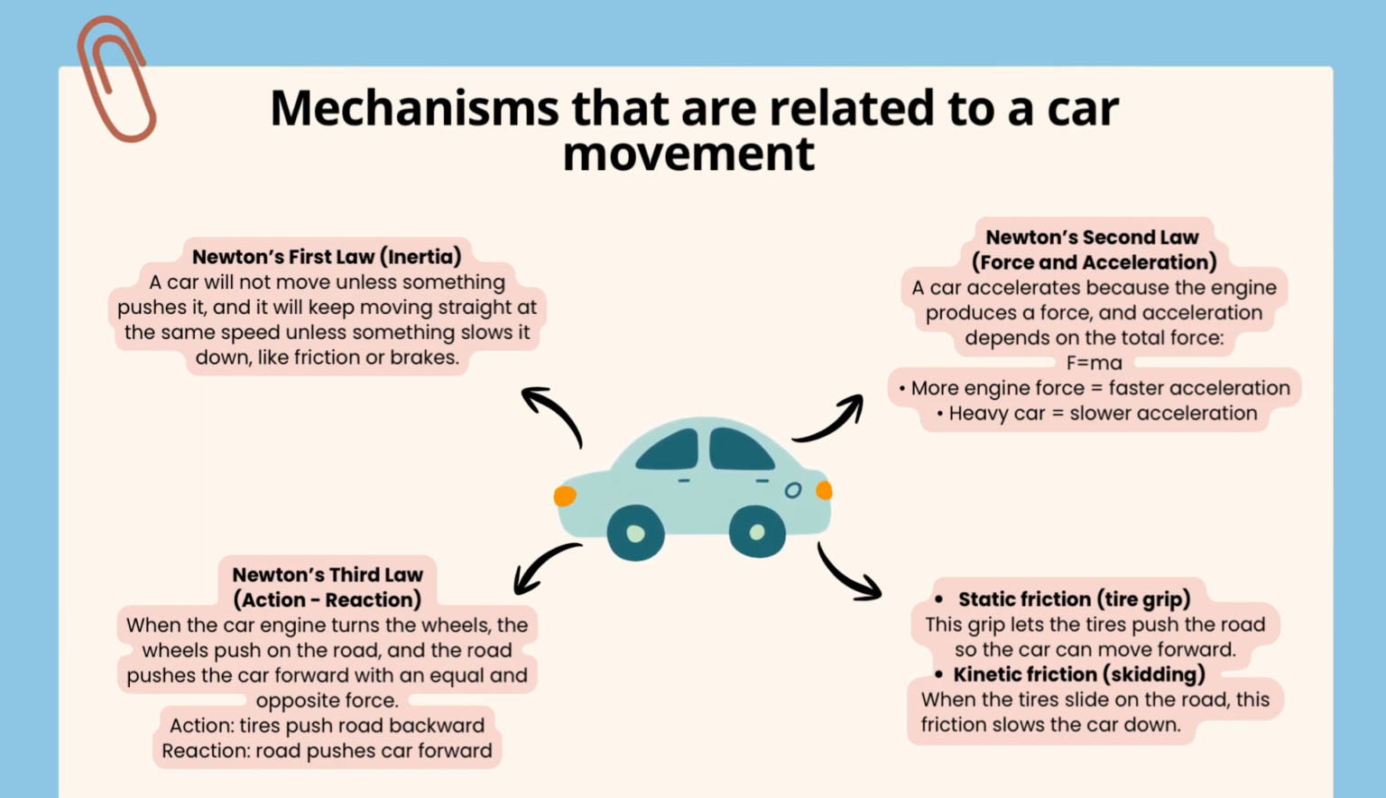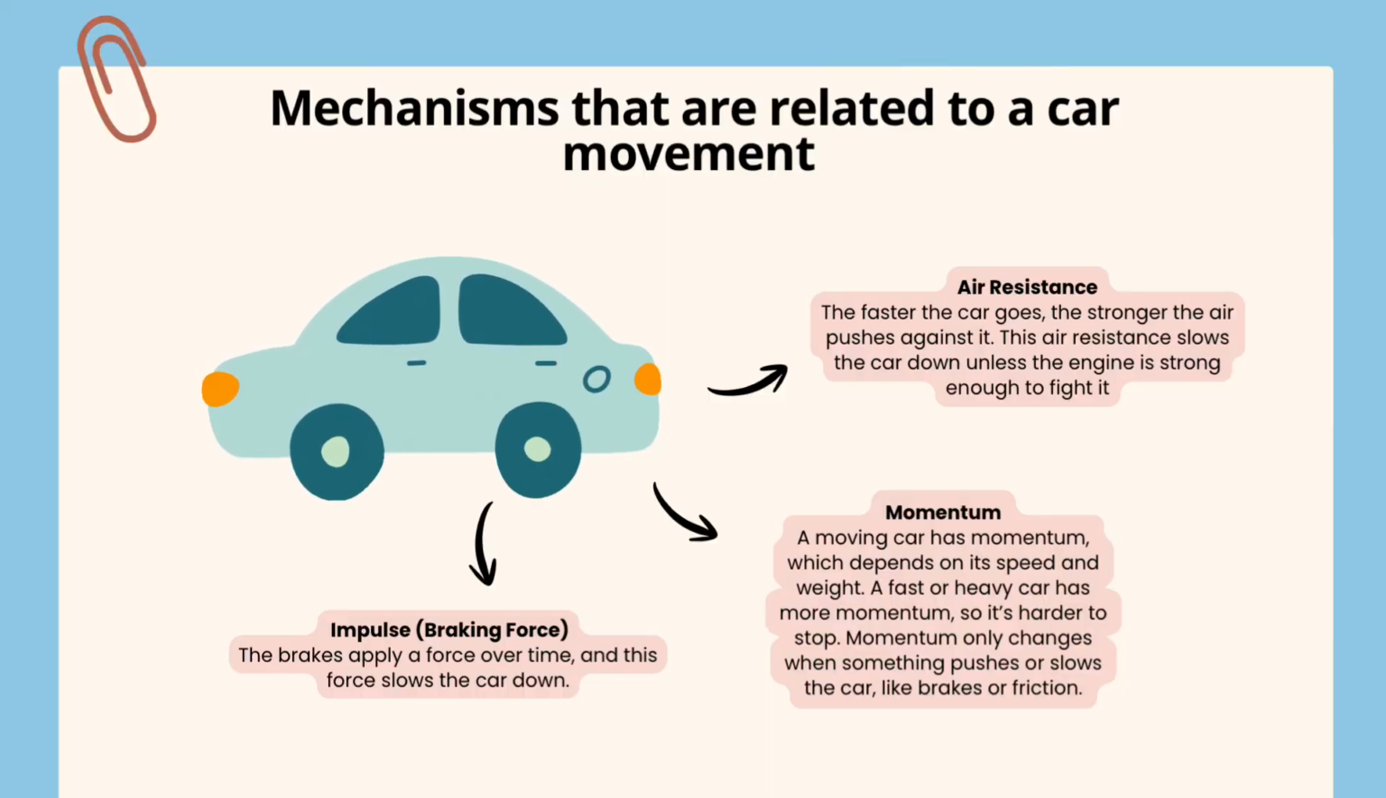Meanwhile, kinetic friction occurs when a car is skidding, when the tires slide on the road, and this friction slows the car down. In addition, there is air resistance. The faster the car goes, the stronger the air pushes against it. This air resistance slows the car down unless the engine is strong enough to fight it. Then, we also have impulse or braking force. The brakes apply a force over time, and this force slows the car down.